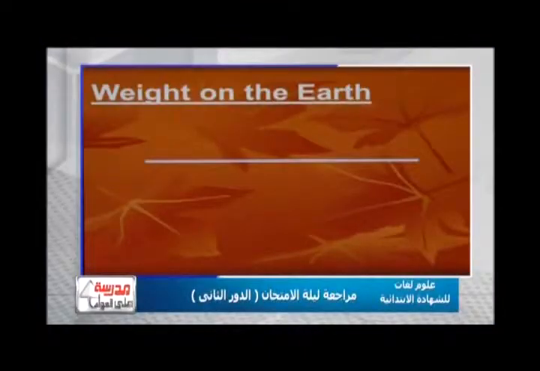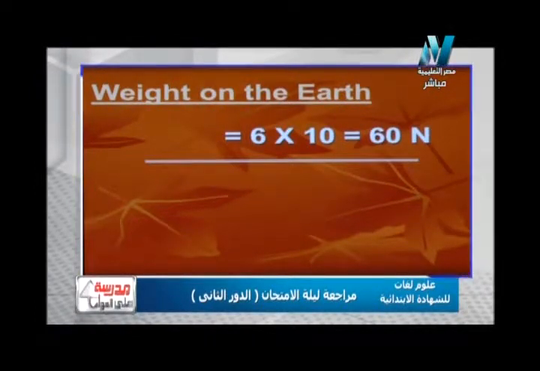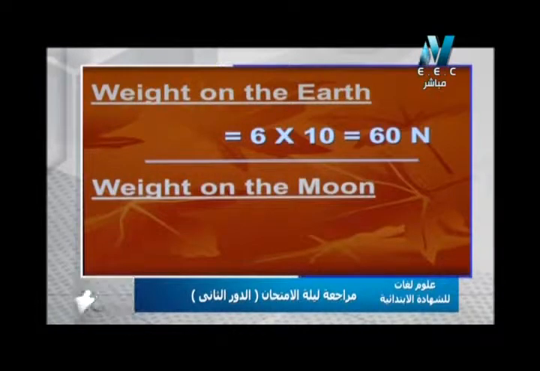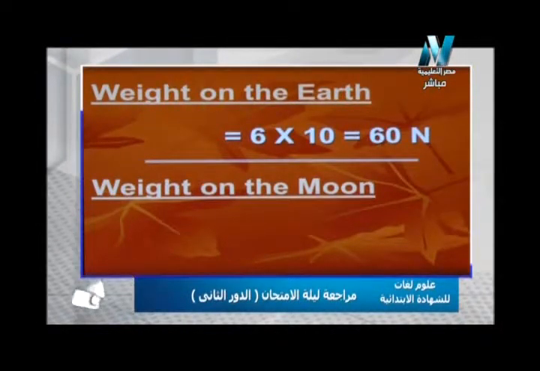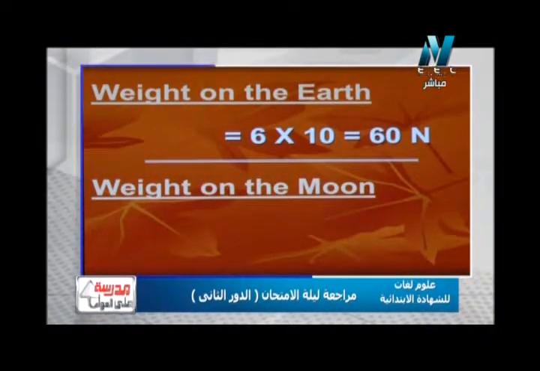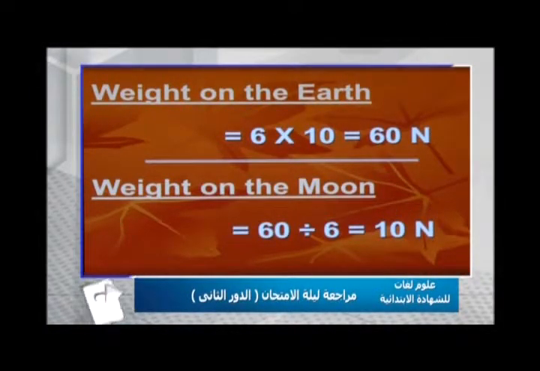Please concentrate and notice these tricks. These tricks are very important in exams, and you may lose marks on them, and we don't want that. So the problem again: the weight on the Earth equals mass by 10, so 6 by 10 equals 60 Newton. The weight on the Moon equals weight on the Earth divided by 6. That's the rule, the second secret triangle we talked about. So it will be 60 divided by 6 equals 10 Newton.